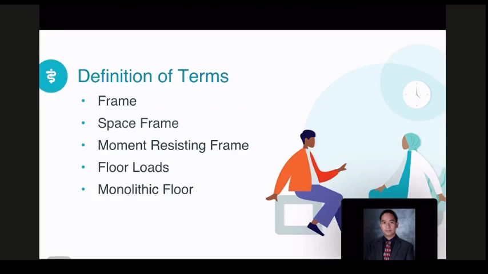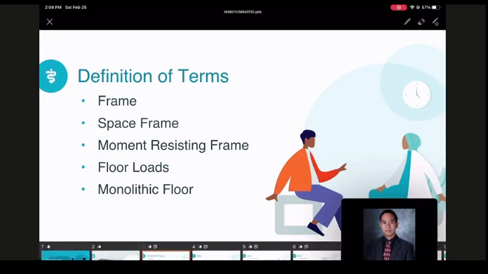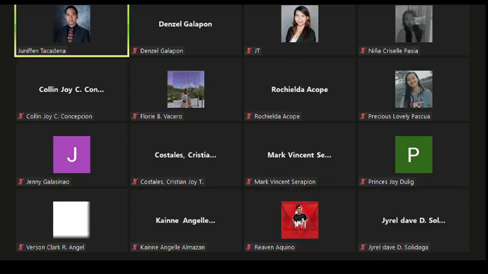So for example, we have a formation of members vertically, horizontally. Katulad nung pinakita kanina, the vertical is the column and the horizontal are those beams and girders. So it is a frame. But it can be two-dimensional and three-dimensional. When we say two-dimensional, an example of two-dimensional is we have a truss.